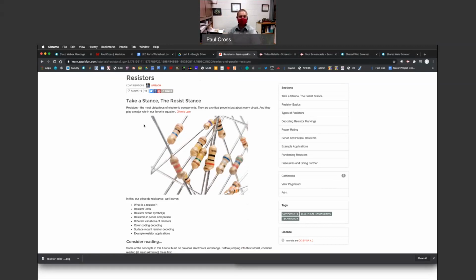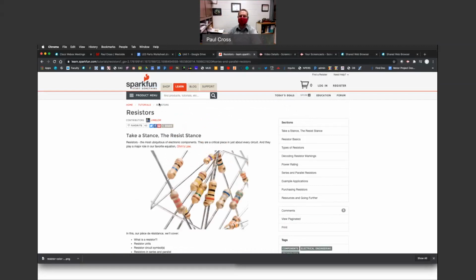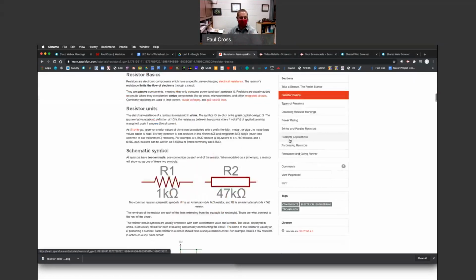So this is from SparkFun. They sell things, and they also have tremendous tutorials that can take you down all kinds of different adventures if you like. They have a table of contents on the right. So we're going to go down to the basics.